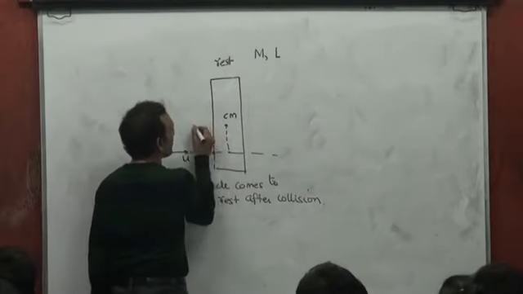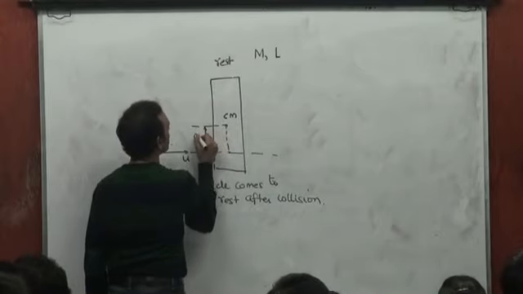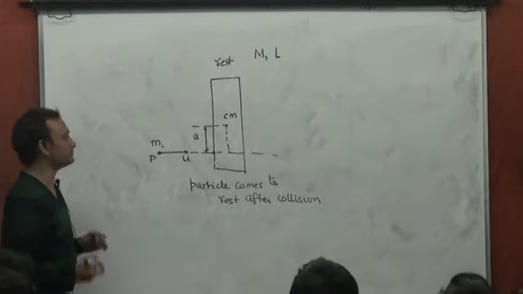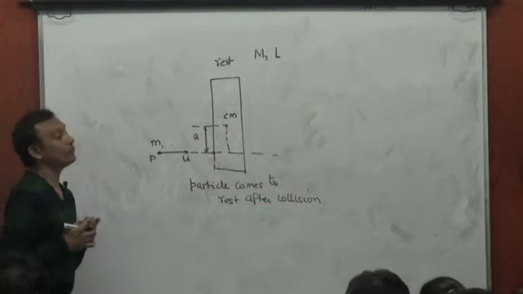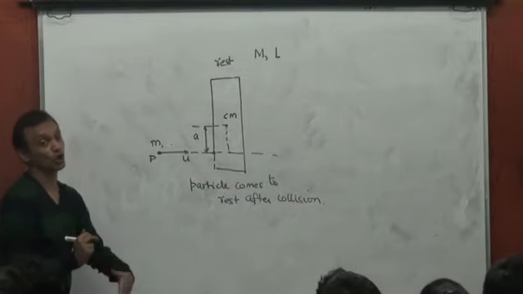The position where the particle hits the rod is, let's say, at a distance small a from the center of mass. We want to find what happens to the rod. How does the rod move?